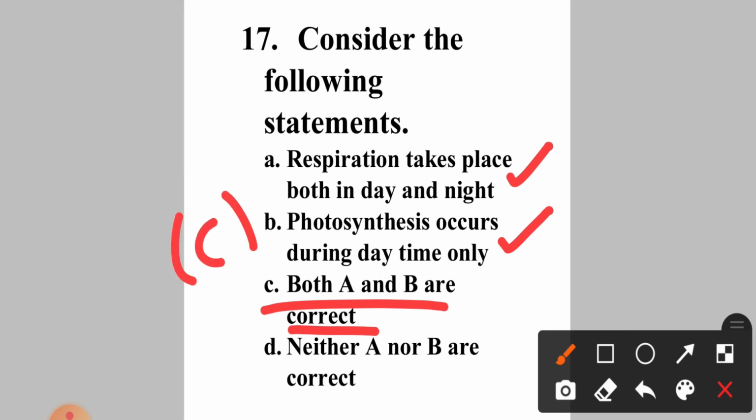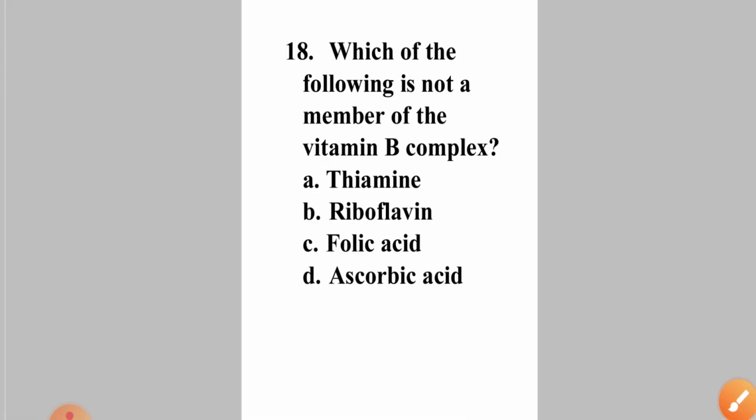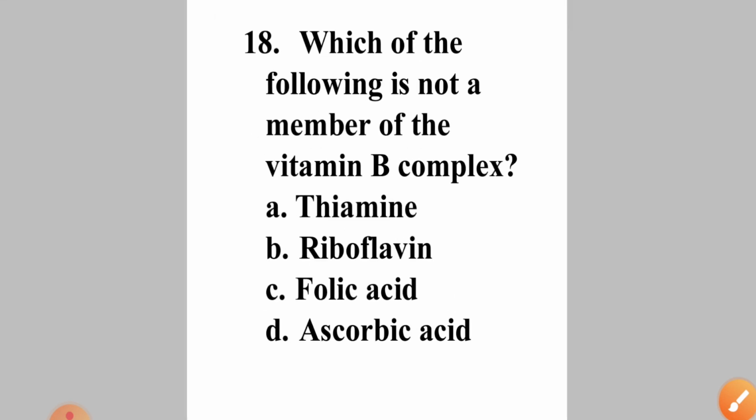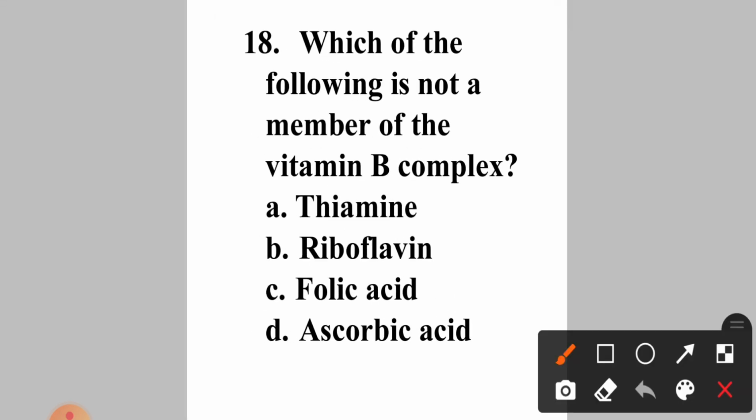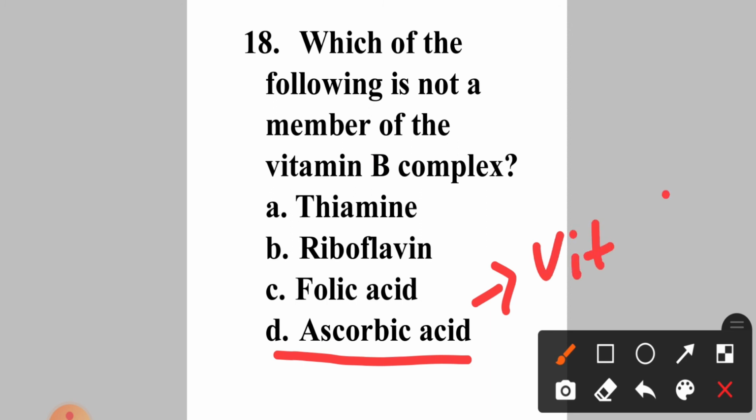Now come to question number 18. Which of the following is not a member of the vitamin B complex? Option A, thiamine. B, riboflavin. C, folic acid. D, ascorbic acid. Okay, so ascorbic acid comes under the vitamin C family. Okay, so answer will be option D, that is ascorbic acid.